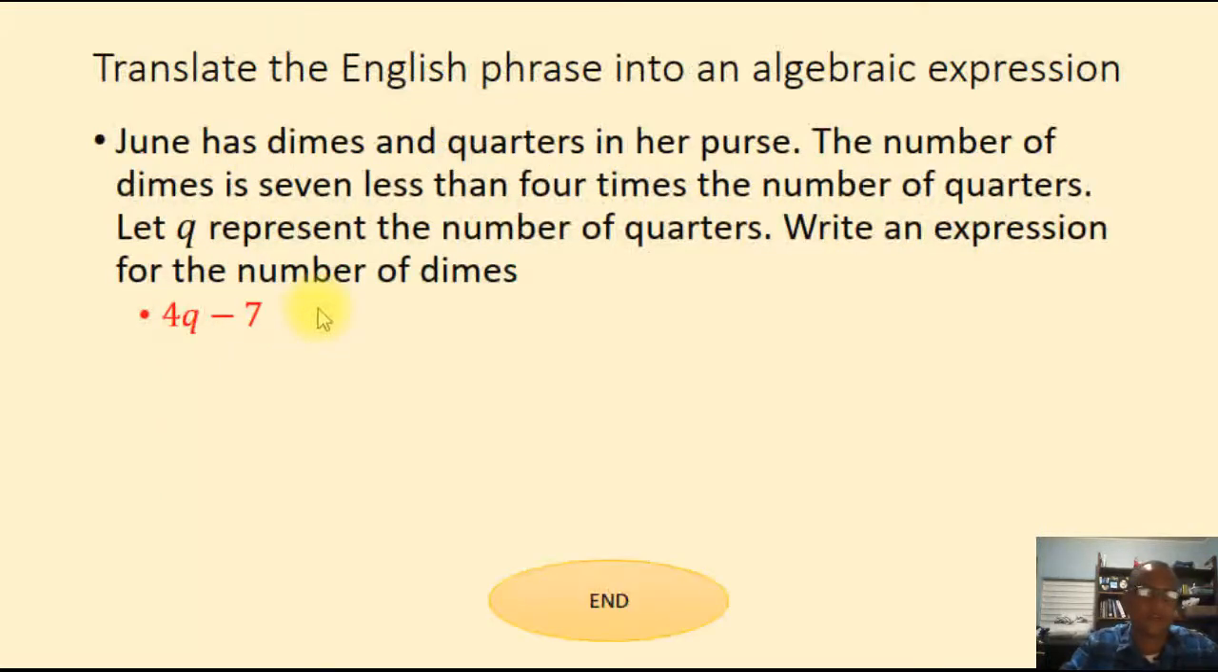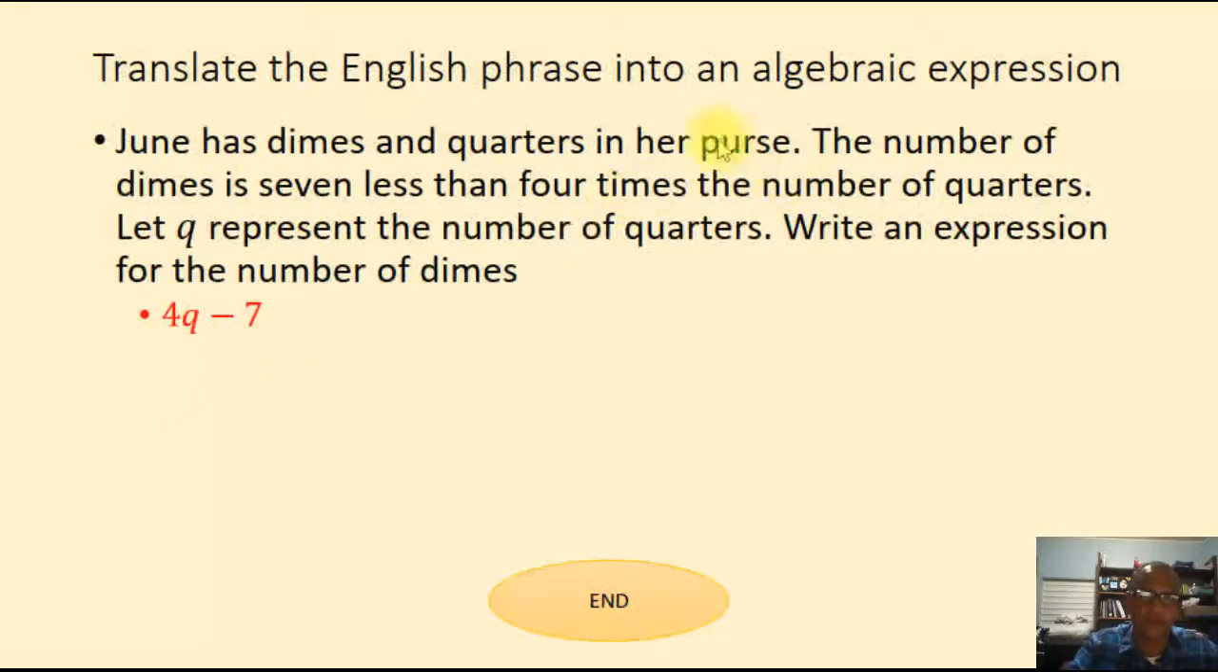And here's the last one here. So again, students find these very hard, and just take your time. June has dimes and quarters in her purse. The number of dimes is 7 less than 4 times the number of quarters, right? It's 7 less than something. What? Well, 4 times the number of quarters. And if Q represents the number of quarters, well, then it's 7 less than 4 times Q, right? So 4Q minus 7.